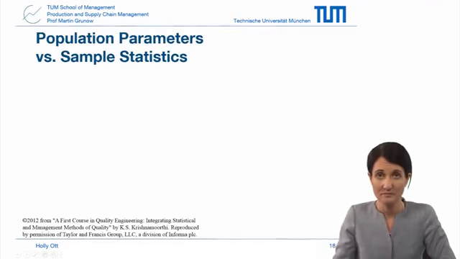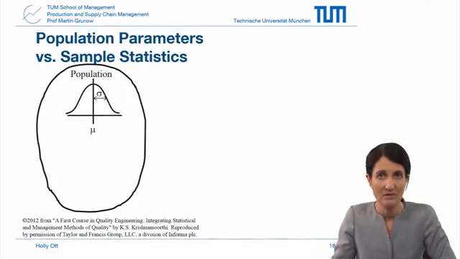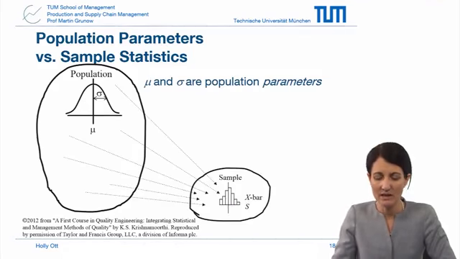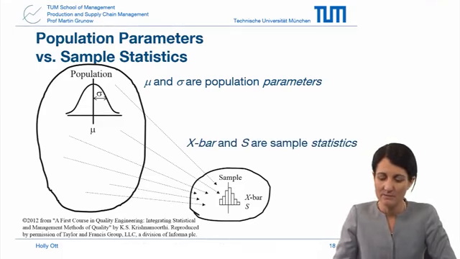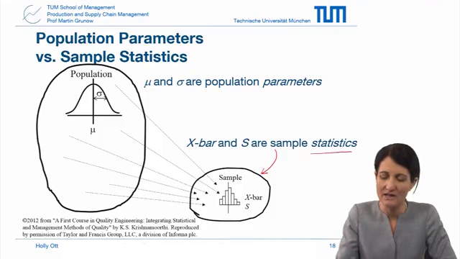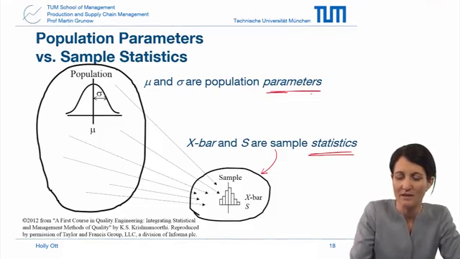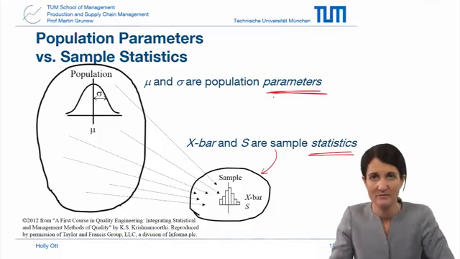Now let's summarize everything. If we have a population where mu and sigma are the population mean and standard deviation respectively, we can take a sample from the population and we can calculate the sample mean X bar and the sample standard deviation s from our sample. X bar and s are our sample statistics, and mu and sigma are our population parameters.